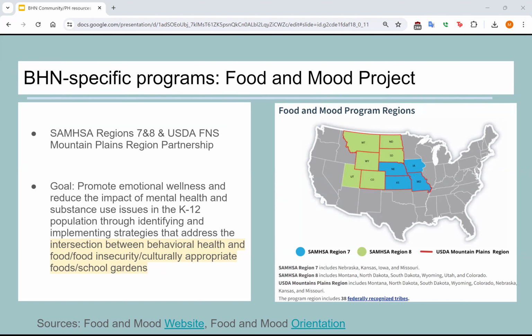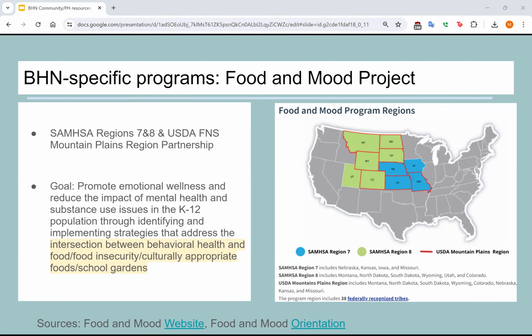But it sounds like a great program because their goal, you can see here, is to promote emotional wellness and reduce the impact of mental health and substance use issues in specifically a pediatric population, so K through 12. And then they focus on strategies where you can see the intersection between behavioral health and food insecurity, culturally appropriate foods, and school gardens. So it sounds like a really great program that is perfect for behavioral health nutritionists. And I'm really hoping that we'll get more data from it, more information on the interventions and toolkits that we'll be able to use in other states, just across the US would be great.